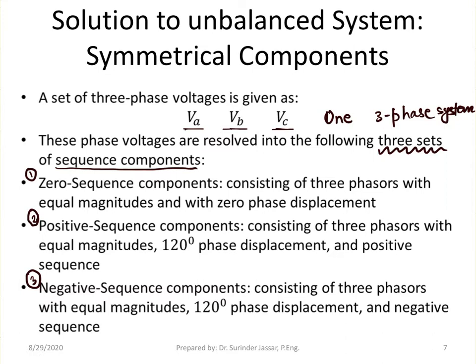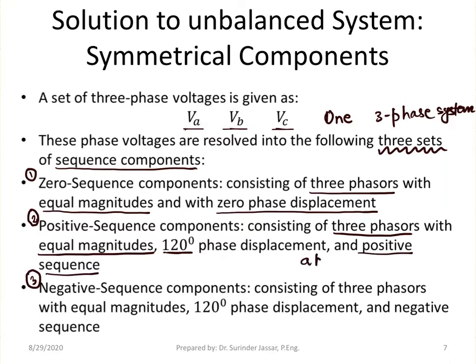In a zero sequence component, what do we have? That set consists of three phasors that have the same amplitude. The three phasors have the same amplitude, and they are at the same phase angle, so zero phase displacement with respect to each other. Okay, another set will be the positive sequence components. In the case of positive sequence components, again, it has three phasors with equal amplitudes, but there is a 120-degree phase displacement of the positive sequence type, meaning they're going to be A, B, and C.